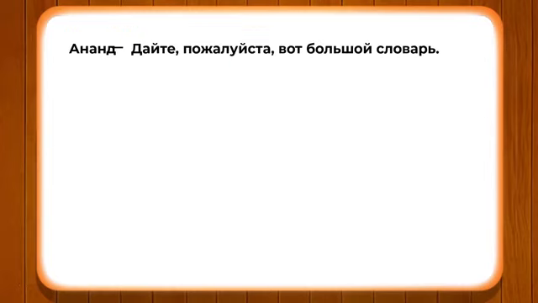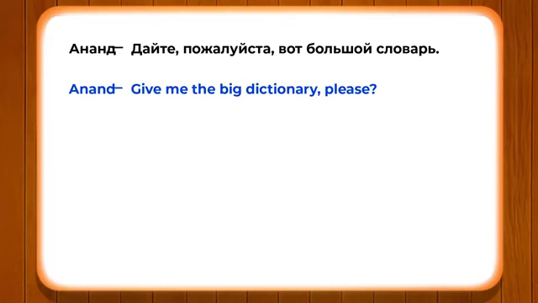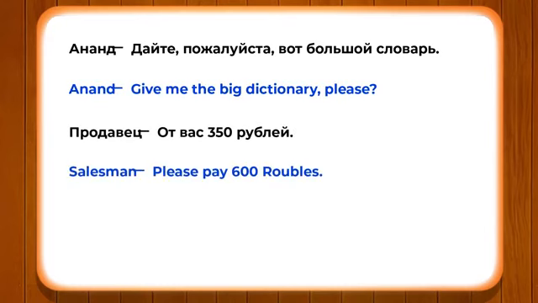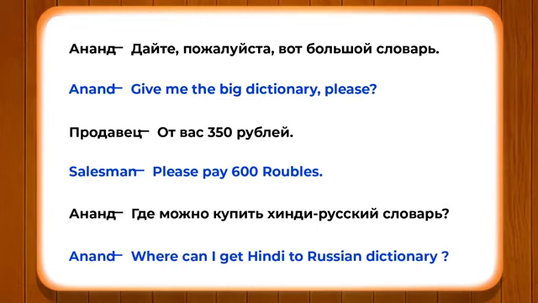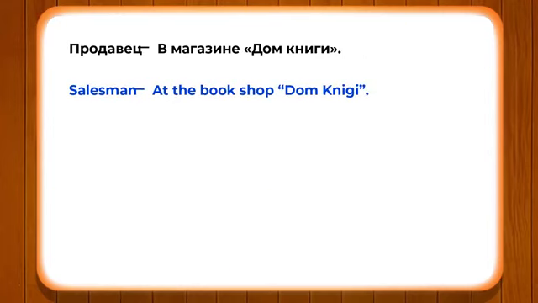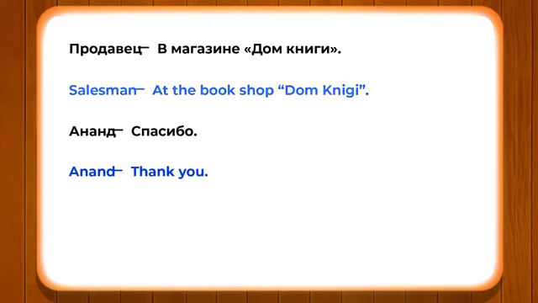Anand, дайте, пожалуйста, большой словарь. Anand wants the big dictionary. Продавец. От вас 600 рублей. Anand, где можно купить хинди-русский словарь? Продавец. В магазине Дом книги. Anand, спасибо. Anand wants to know where he can get his Hindi to Russian dictionary. So, the salesman directs him to the shop Dom Knigi.